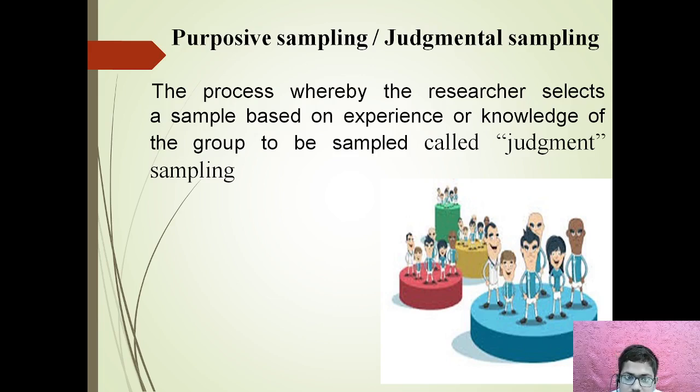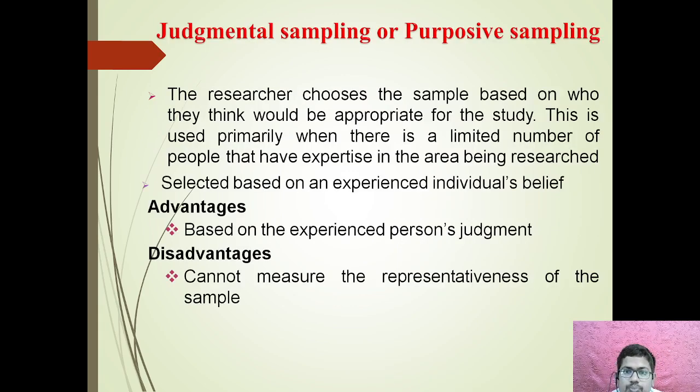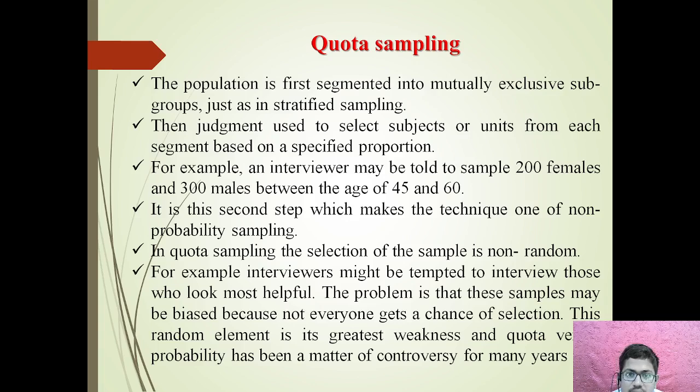The process whereby the researcher selects a sample based on experience or knowledge of the group to be sampled is called judgmental sampling. The researcher chooses the sample based on what they think would be appropriate for the study. This is used primarily when there is a limited number of people that have expertise in the area being researched. Selected based on experienced individuals' belief. Advantage: based on experienced person's judgment. Initially, they should know what's happening in that area. Disadvantage: can't measure the representativeness of the sample.